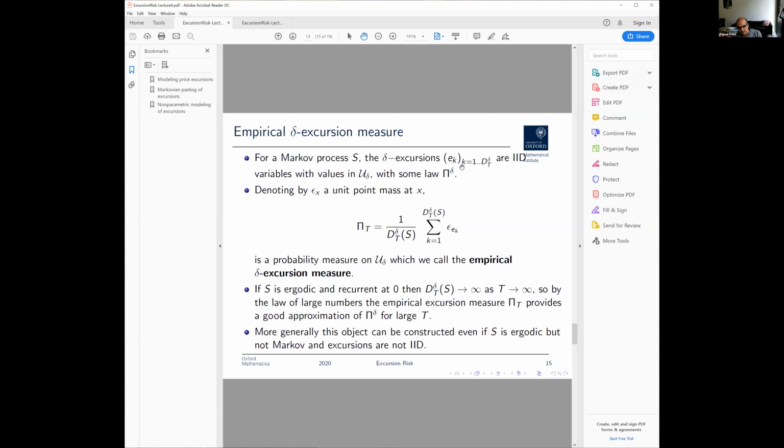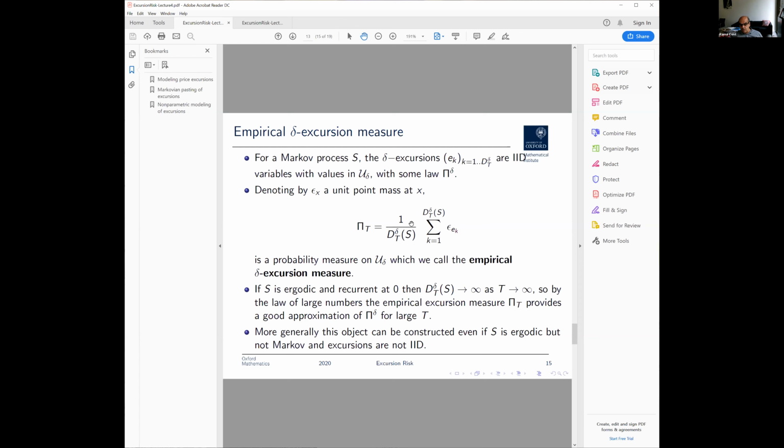So give me a path and I slice it into delta excursions. Now I have a sequence of delta excursions. And Ito's description describes these delta excursions through their distribution pi delta on the space of excursions. We can do this with any process, with any path. I'll always get the sequence. If it's Markov, then it'll be an IID sequence. If it's not Markov, then it'll still be a random sequence in the space of delta excursions with some law.